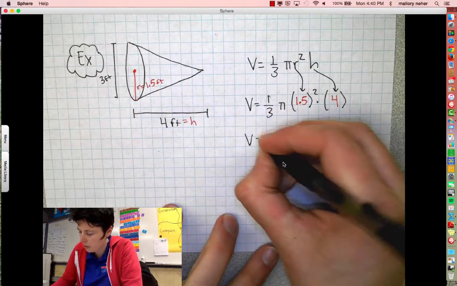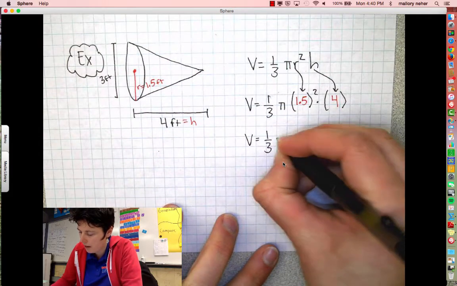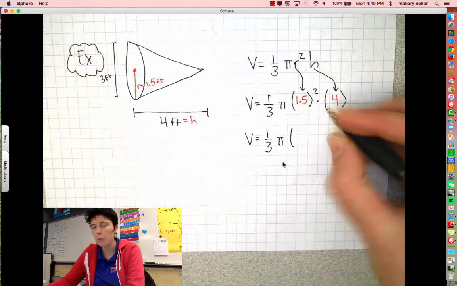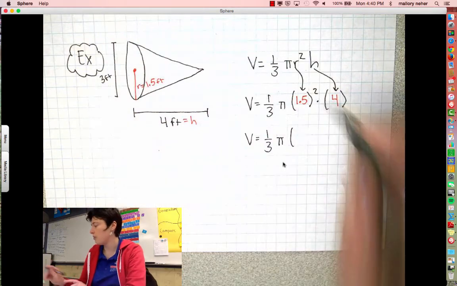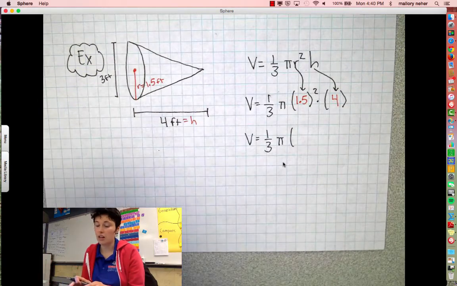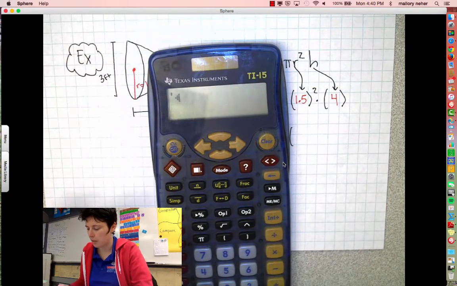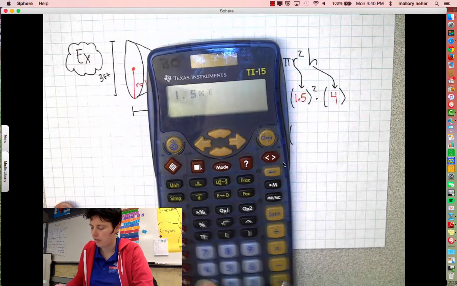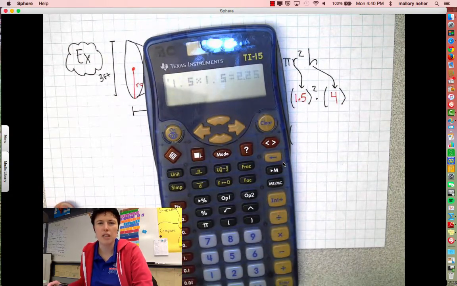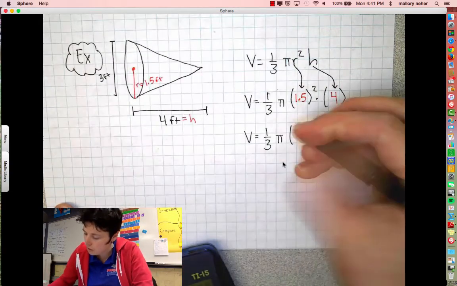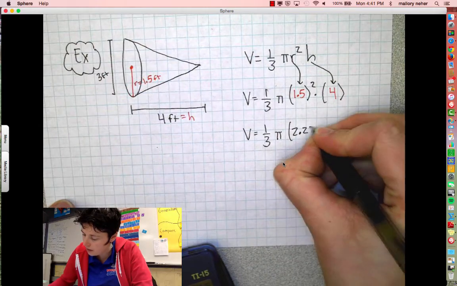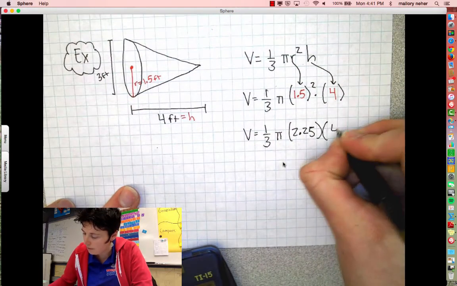So volume equals 1/3 pi times 1.5 squared. Okay, so be really careful when you're doing this. That's not 1.5 times 2. Think about what 1.5 squared means. That means 1.5 times 1.5, multiplying them together. So that is 2.25. So I'm going to be putting 2.25 times 4 here.